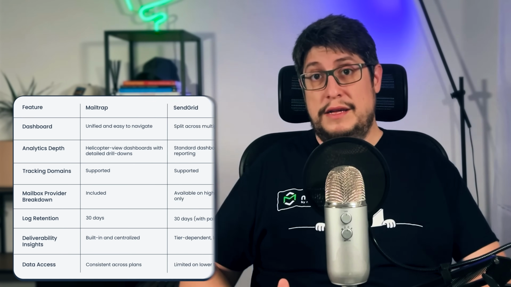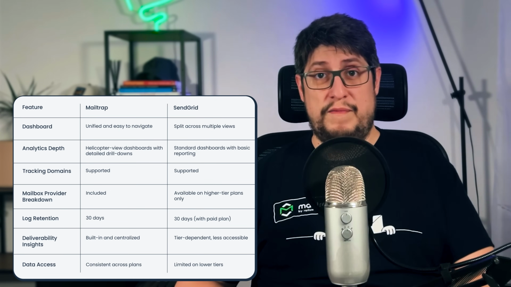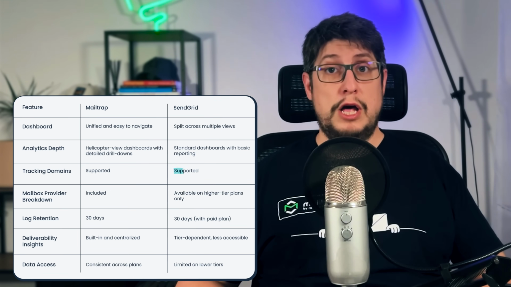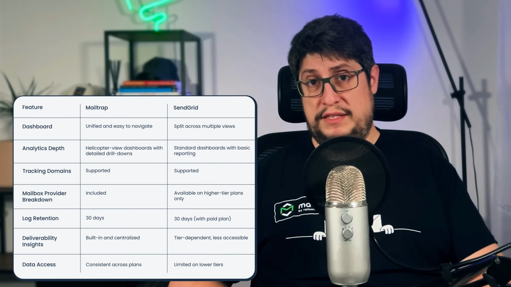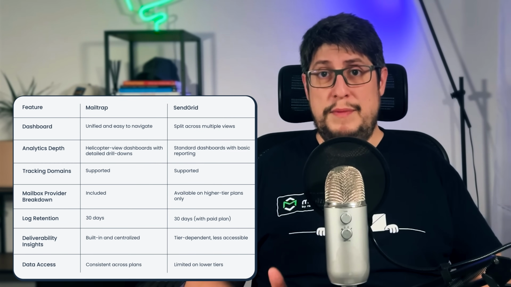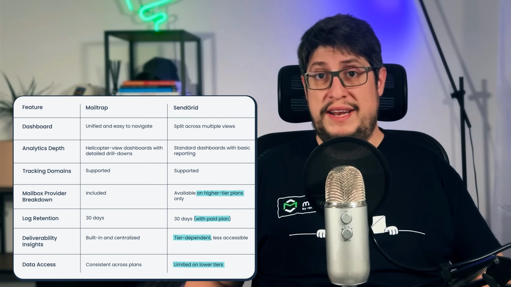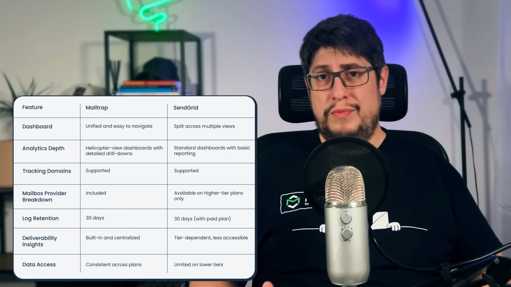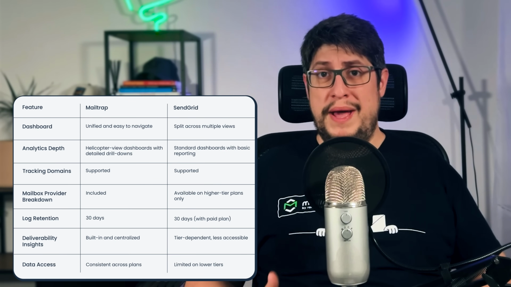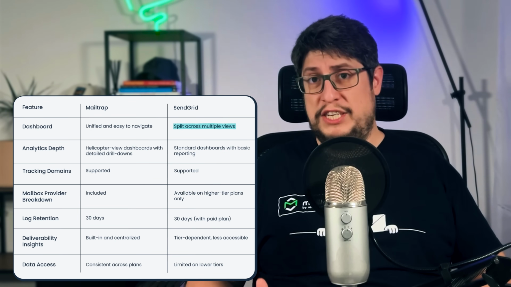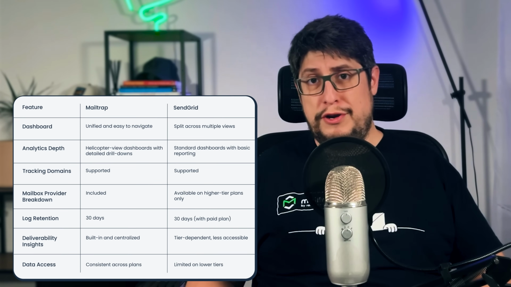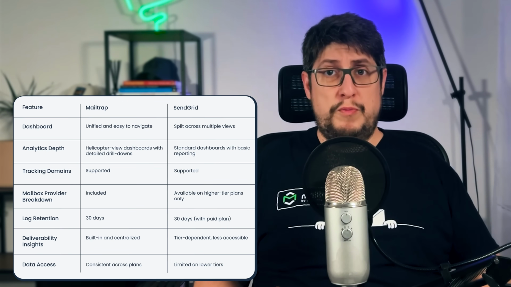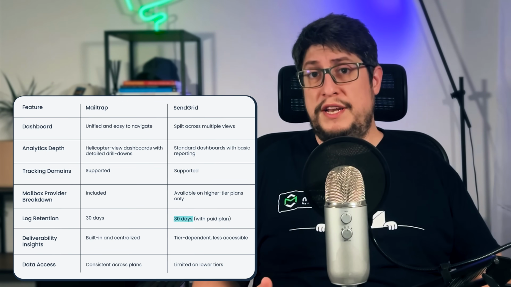SendGrid offers a solid set of performance metrics, including opens, clicks, bounces, and spam complaints, along with support for custom tracking domains. However, deeper insights, like mailbox provider breakdowns and extended activity logs, are limited to higher-tier plans. Also, with an analytics interface that can feel fragmented and data spread across multiple dashboards, SendGrid makes it harder to get a unified at-a-glance view of performance. In terms of logs, SendGrid Pro plans with add-ons can access up to 30 days worth of data.